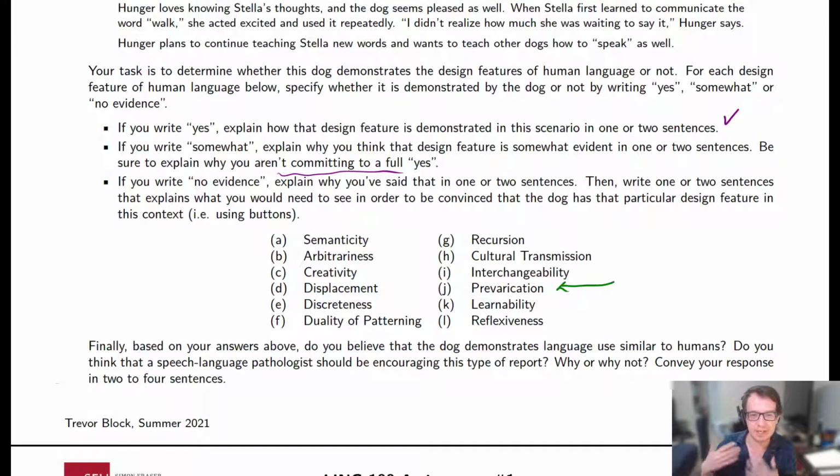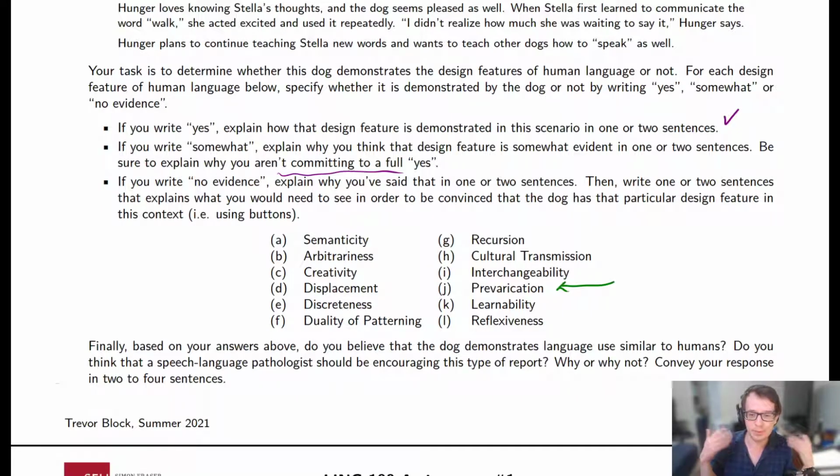Or let's say you say there's no evidence this dog has cultural transmission using buttons. What would this dog have to do for you to be convinced that this dog does have cultural transmission? So it's really thinking about the properties, thinking about this specific example, and connecting the two.